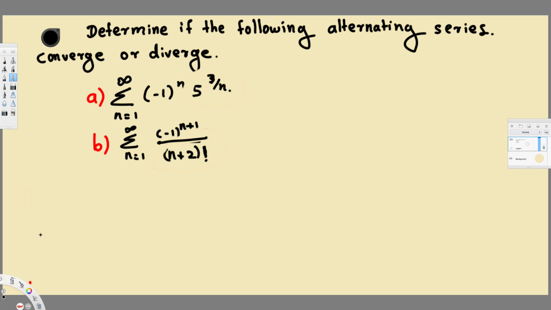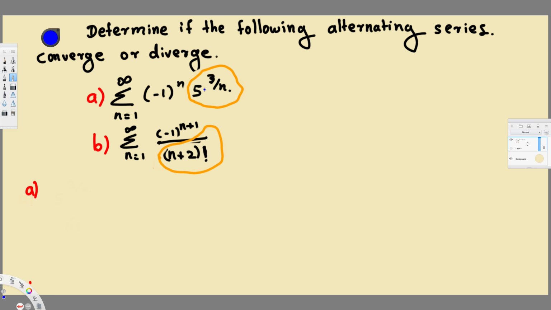Let's do this problem right here. The question is asking: determine if the following alternating series converge or diverge. Let's look at the first one. First of all, we have to pick up the b values. So for this one, this is going to be the b value, right? And for the second one, this is going to be the b value. So let's look at the first one.